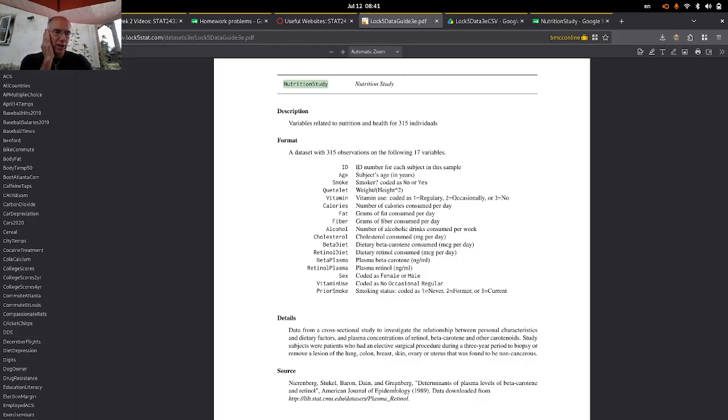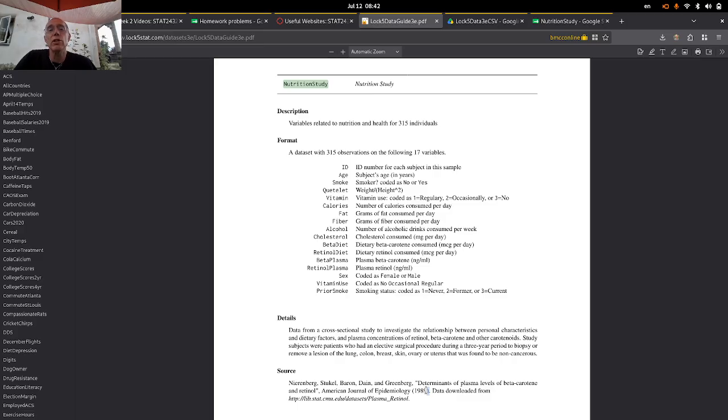So let's think about this sample, 315 individuals, were pulled from a population. What population were they pulled from? Well, given that this was the American Journal of Epidemiology, we've got humans in the U.S. When? In the late 1980s, okay. People then are pretty similar to people now.